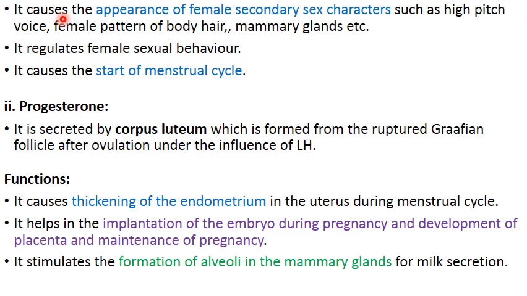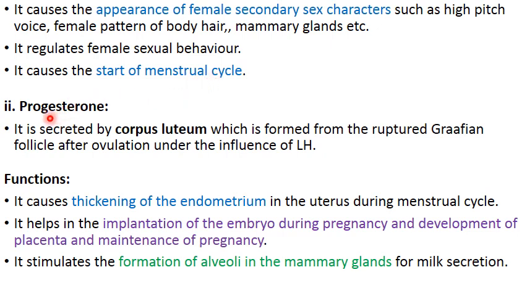It also stimulates the appearance of female secondary sex characters, जो external sex characters हैं, जैसे high pitch voice है, female pattern of body hair है, development of the mammary glands है, etc. It is going to regulate female sexual behavior. This hormone is also responsible for that monthly cycle that occurs in female, that is called the menstrual cycle.